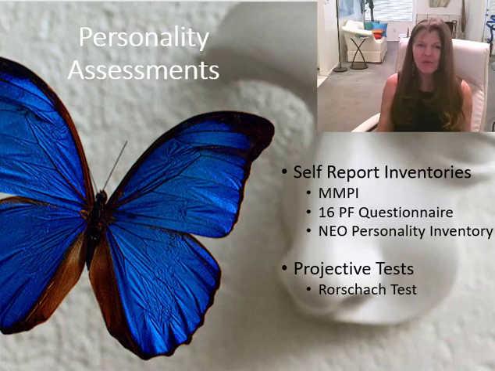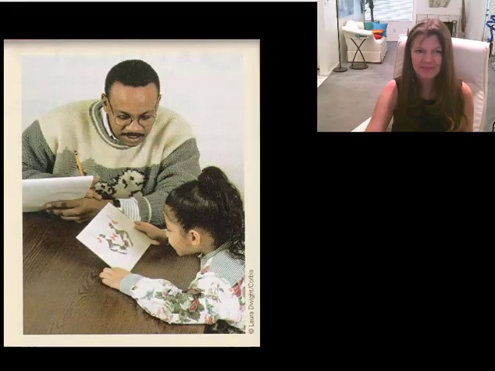The therapist shows a client a series of cards, each with an ambiguous design made by an ink blot, and asks the client what they see in the image. The therapist looks for recurring themes in the answers.